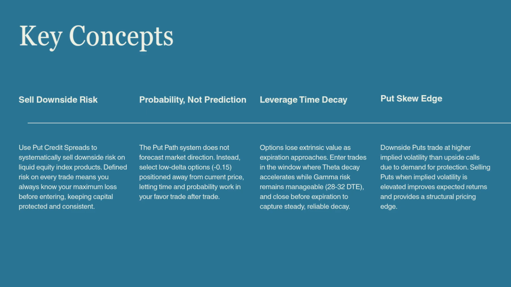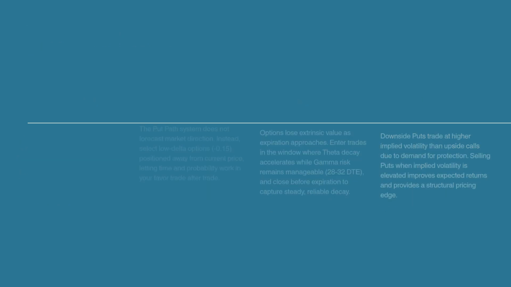We're leveraging time decay. We're letting theta do its work. That's your time decay, the extrinsic value of the option. We're selling these at 28 to 32 DTE so that we can capture that steady, reliable theta decay. And we're using our put skew edge. So we're taking advantage of the pricing advantage that we get with the puts.